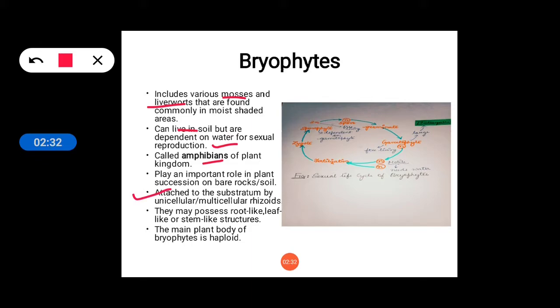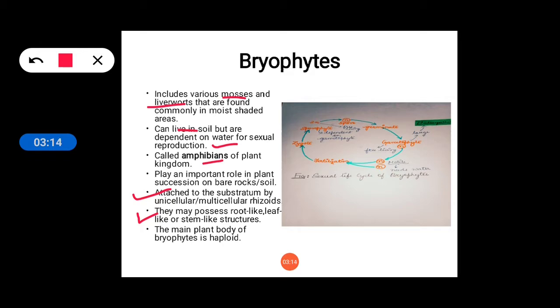They are attached to the substratum by unicellular or multicellular rhizoids. Bryophytes do not possess roots. There is a specialized structure known as rhizoids in place of roots. These rhizoids are hair-like structures and they help in attachment to the substratum. They may possess root-like, leaf-like or stem-like structures. Bryophytes do not possess true roots, true leaves or true stems. What they possess is root-like, leaf-like or stem-like structures.